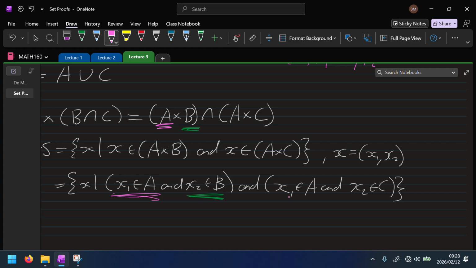And then same for this next one. X1 belongs to A for the first set, and X2 belongs to C. That's for the second set. Okay, make sense? Who says no?